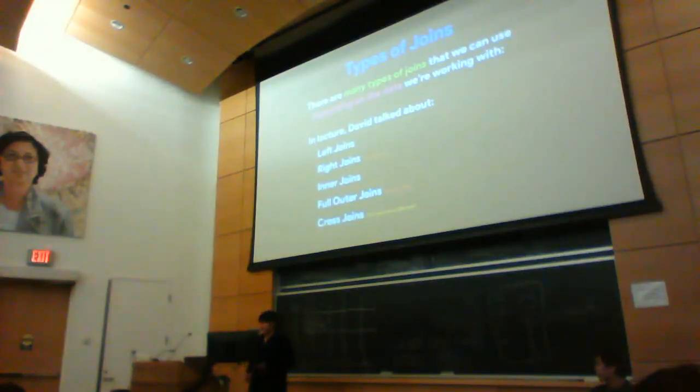Yeah. So basically the idea is that everything you can do with a left join, you can do with a right join. Everything you can do with the right join, you can do with a left join. Everything you can do with inner, you can do with full outer. So you only need full outer, or inner, so you say one of the two.